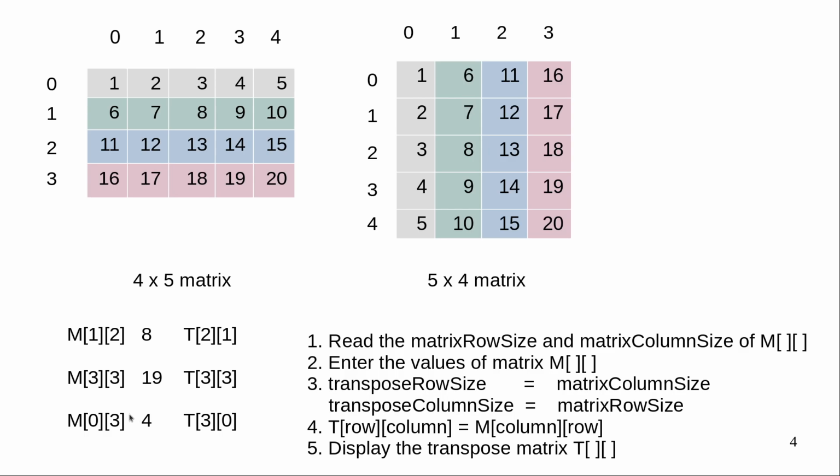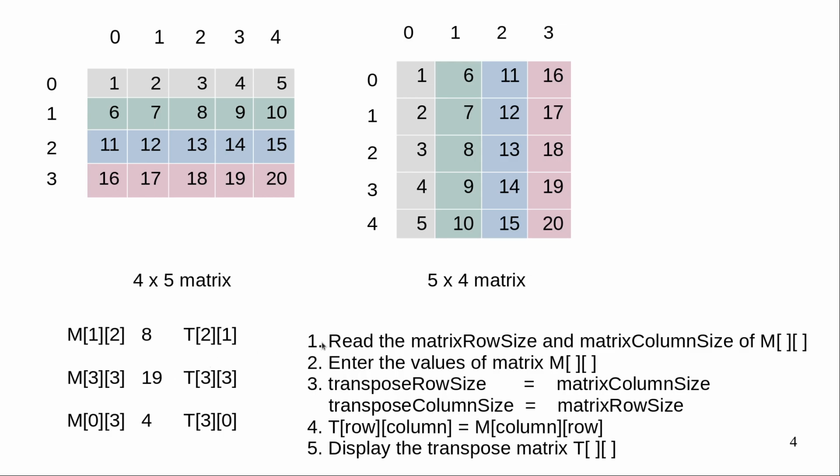In transpose, rows get transformed to columns and columns get transformed to rows. In a similar manner, if we look at a particular index, the row and the column get swapped. So 12 gets transformed to 21 with the value 8, or 19, or 4. In all the cases we see that this is true. So we'll be using this particular property to write the program to find the transpose of a matrix.